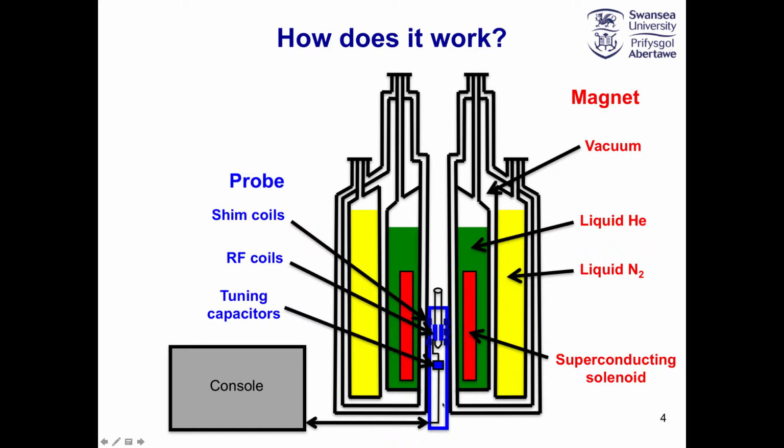Up the middle of the magnet is the probe. This contains the radio frequency coils, which act as both transmitters and receivers, contains tuning capacitors, which set the frequency of the RF coils and therefore select which nucleus you're observing, hydrogen, carbon or whatever, and then these little shim coils to increase the homogeneity of the magnetic field, making it exactly the same over the entire sample. The sample is lowered into the probe right in the centre of the magnet. Then there's this console over here which communicates between the computer and the probe and controls pretty much everything.